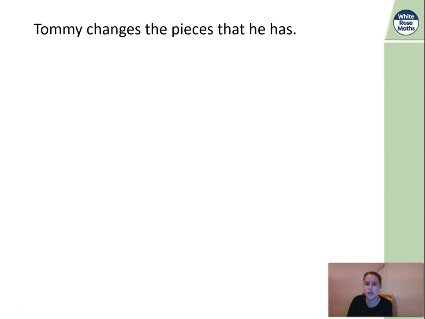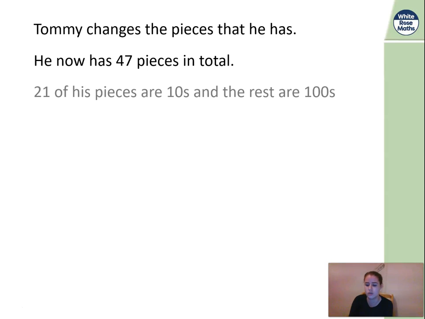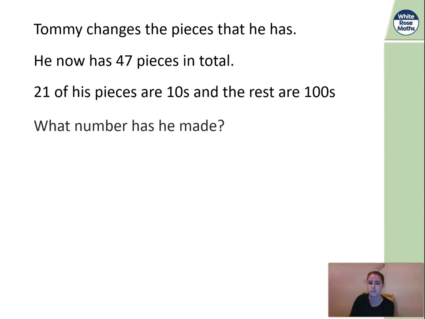Tommy now changes the pieces that he has. He now has 47 pieces in total. 21 of his pieces are 10s and the rest are 100. What number has he made? Now, I'd like to pause the video and have a think. What method could we use that we've explored before that's going to help us work out what that missing number is for his 100 square pieces?